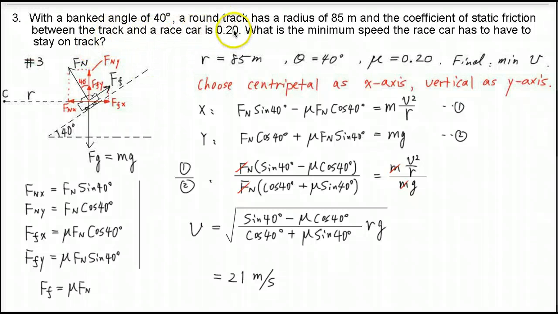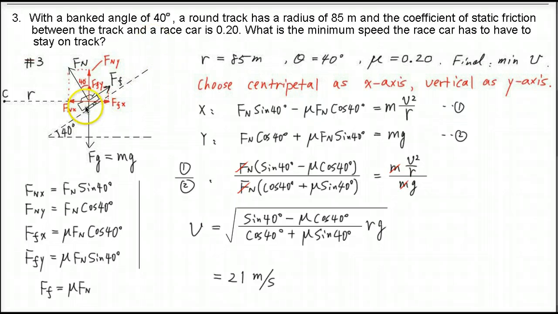0.2. Now this coefficient of static friction is very small, so it's not realistic. In fact, this should be big. So we just make up this question to practice. Now, the question is asking what is the minimum speed the race car has to have to stay on the track? Okay, this is very important, the information about speed. If the question is asking for maximum speed, then it's a different story.